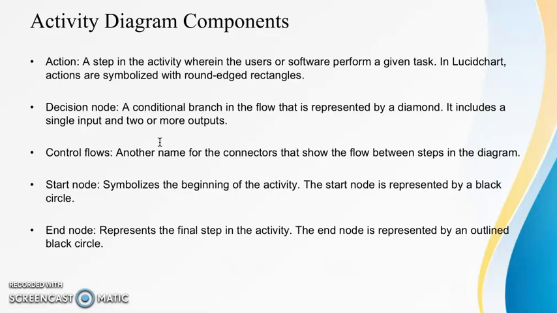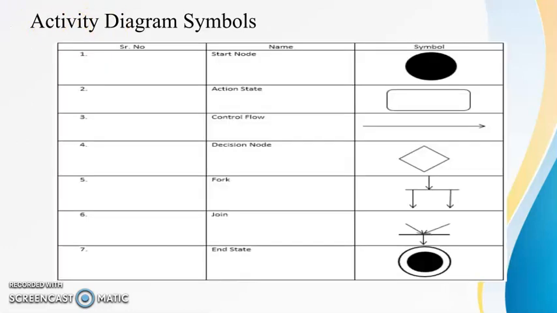The start node symbolizes the beginning of the activity. The start node is represented by a black circle. The end node represents the final step in the activity. The end node is represented by an outlined black circle. These are the activity diagram components.